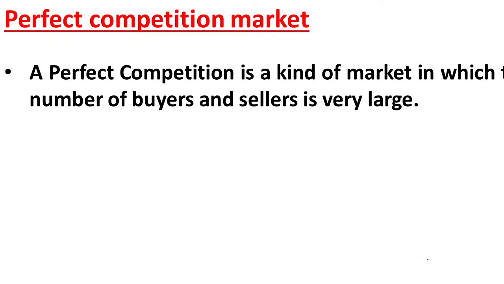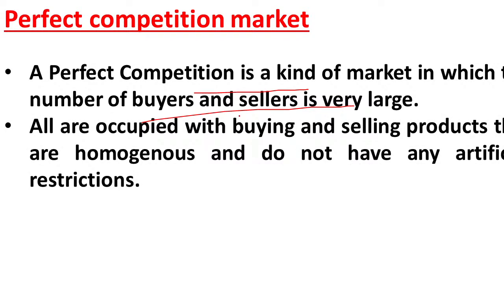So friends, in this video let us discuss perfect competition market. As we all know, perfect competition market is an imaginary market. It is a kind of market in which the number of buyers and sellers is very large. Yes, n number of buyers and sellers we are going to see in this market. And here sellers are selling homogeneous goods. Homogeneous means in all the shops the same quality of good is sold, the same color, the same taste, the same size, everything is the same. That is known as a homogeneous good, and there are no restrictions here.